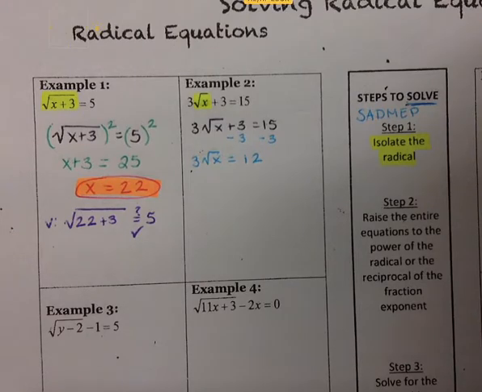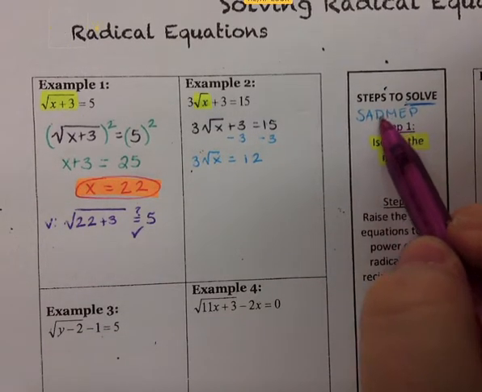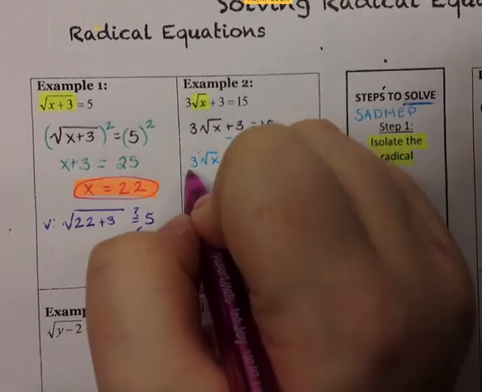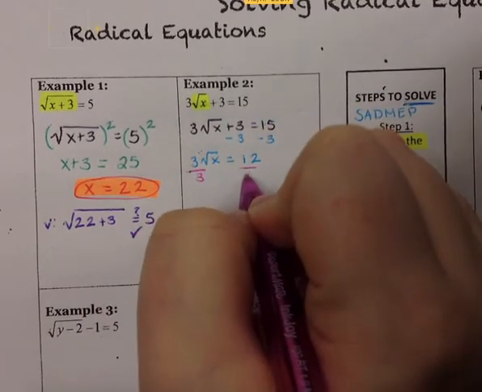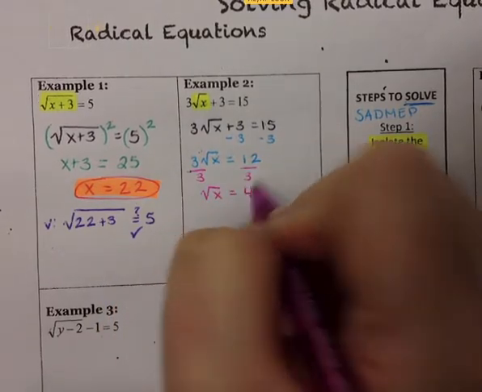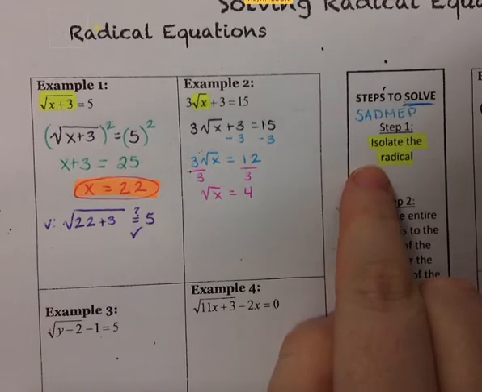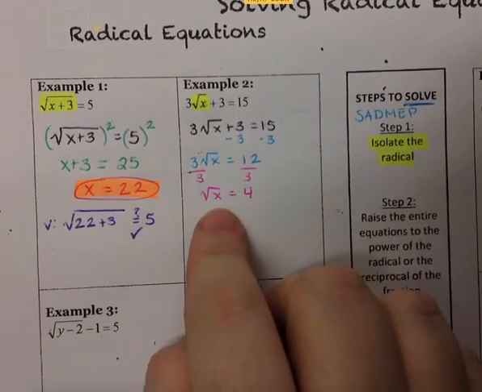Then we want to multiply and divide it. It is multiplied, so we need to do the inverse of multiplication, which is division. We want to divide by 3 on both sides. So we'll have the square root of x is equal to 4. We have isolated the radical because that highlighted part is now alone.